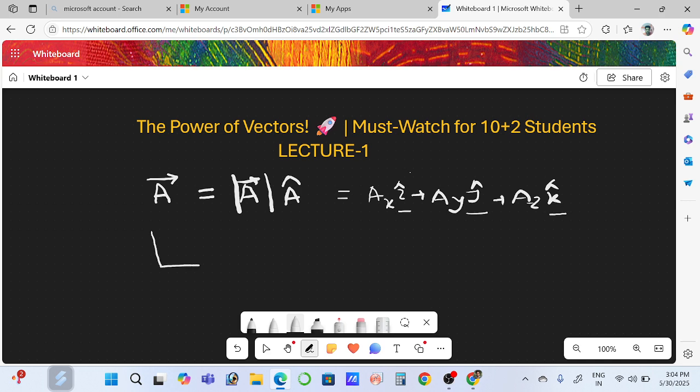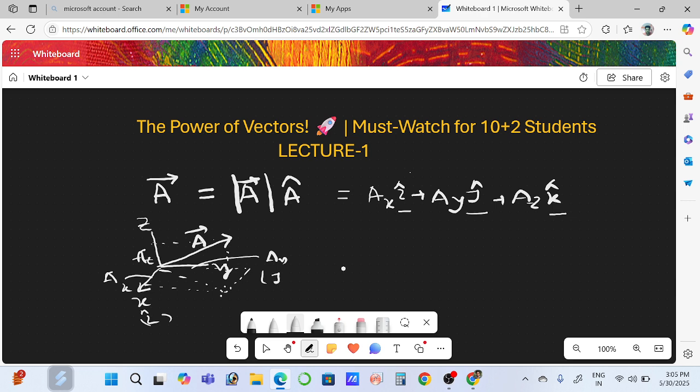Suppose this is the three axes, x-axis, y-axis, and z-axis, and if this is a vector A, then if you project this vector in the xy plane, you will find this is Ax, okay, and this is Ay, and if you project it in this plane, then this is Az, okay. And along x there is a unit vector i hat, along y there is a unit vector j hat, and along z the unit vector k hat.